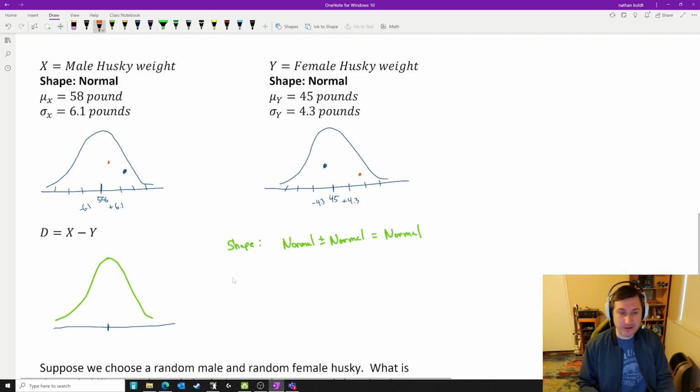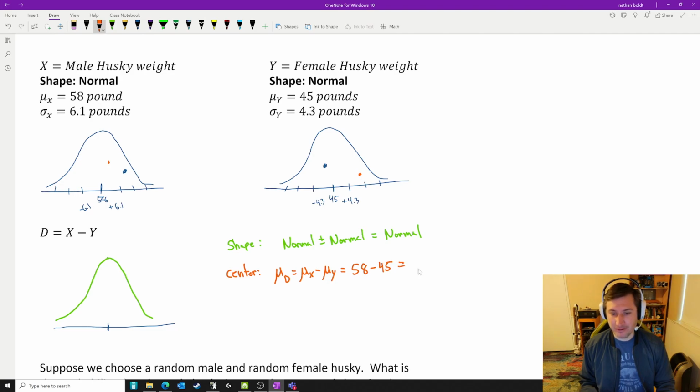All right, the other ones we've already done. So the center. The average of D, the difference, is going to be the average of the x, this time minus the average of the y, because we're finding the difference between them. So we do subtract the averages. All right, we expect the usual difference to be 58 minus 45. We're expecting a difference of 13 pounds. So we expect the difference to be centered around 13 pounds.